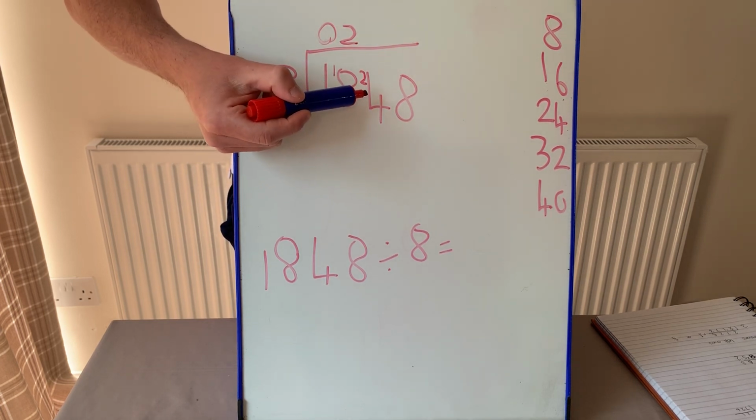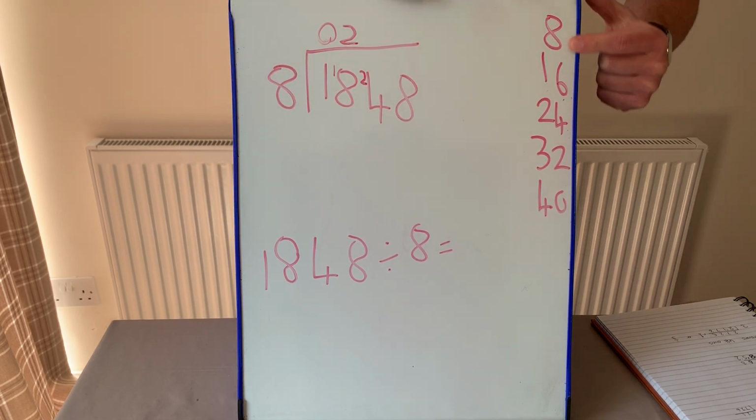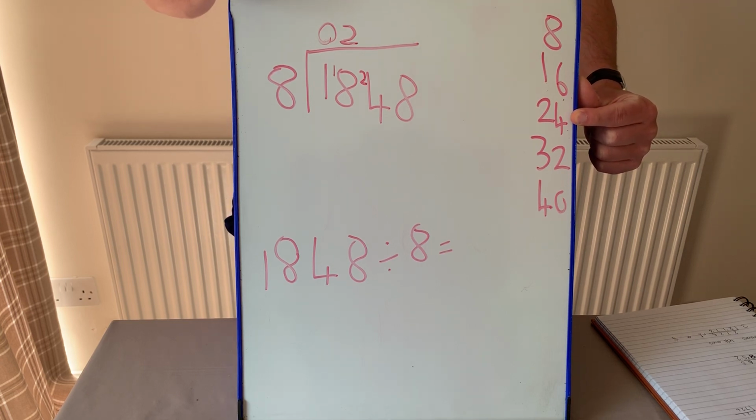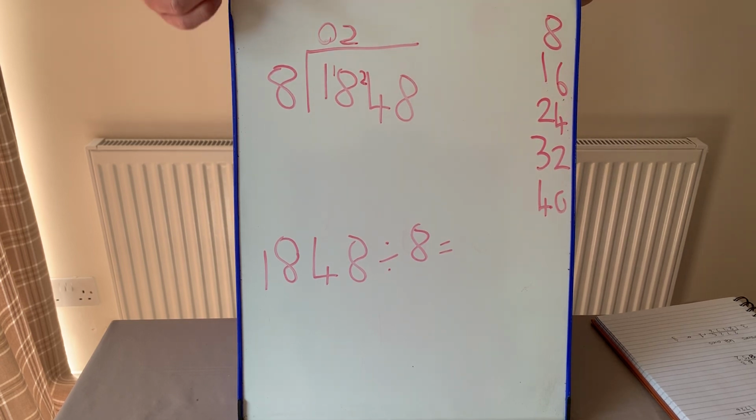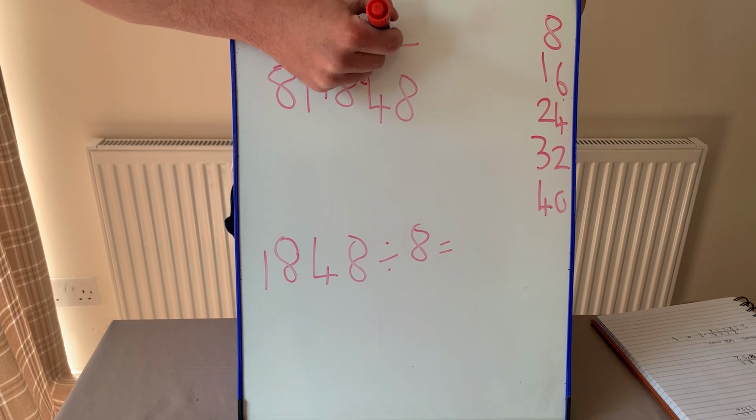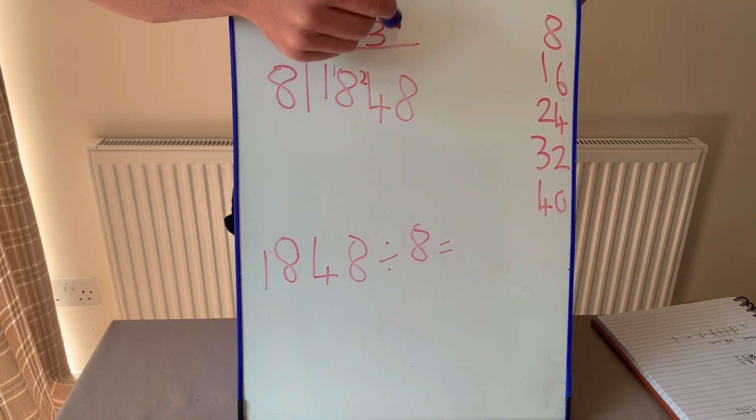Okay, so 24 divided by 8. Let's look at my times table. Oh, brilliant. That's exactly what we wanted. We wanted something to be in our times table. So 24 divided by 8. I know my times tables. 8, 16, 24. That is 3. So 24 tens divided by 8 equals 3 tens.